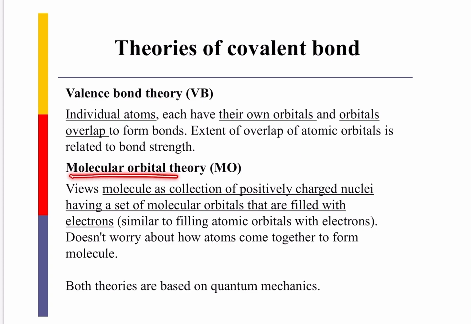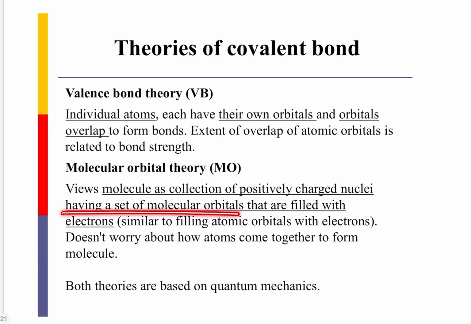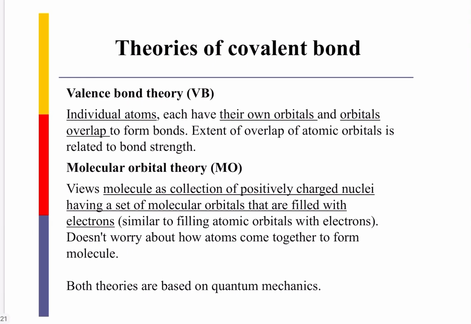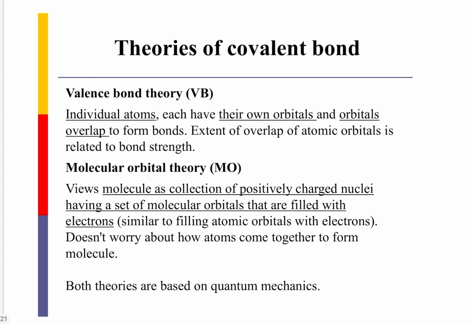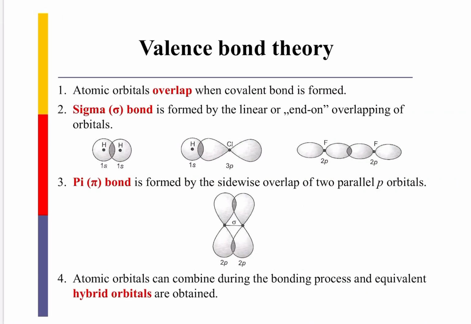But in the molecular orbital theory, we describe the molecule as a collection of positively charged nuclei in the middle, with a set of molecular orbitals filled with electrons. The center has a positive charge, and we have molecular orbitals with electrons, which are negative, similar to the atomic orbital. Usually both of these models can be explained with quantum mechanics, which we will see later. Here we can see the valence bond theory.